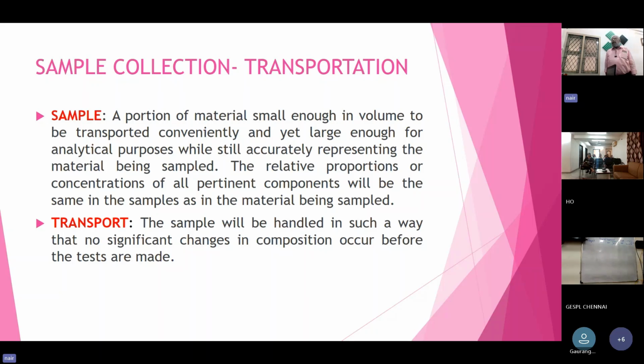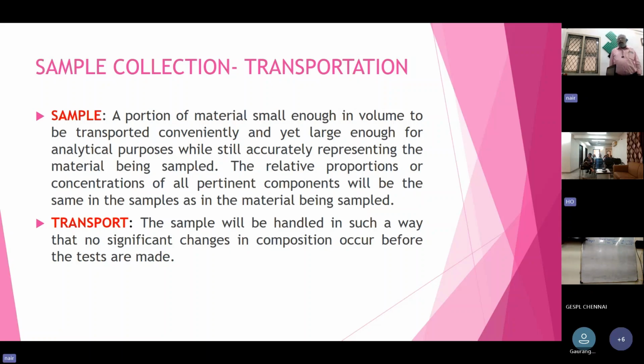If it is a water sample, what should be the volume? It depends on the number of samples and the number of parameters that we have to analyze. That means minimum 1 liter or 2 liter of sample may usually be required. But suppose they have to test for toxicity, it may require 15 liters of water sample. So the sample means an actual representation of the material, small enough for convenience of transport, but large enough for the analytical purposes. Another more important point is the next one, that is, while still accurately representing the material being sampled.